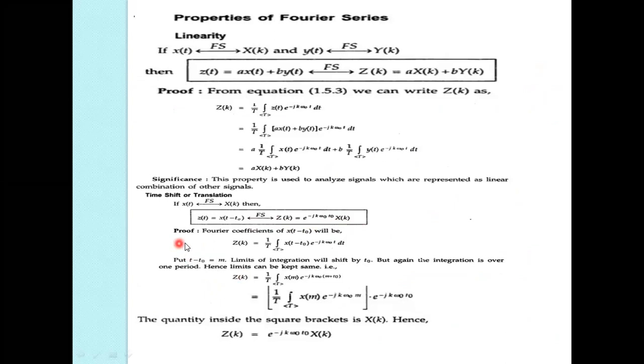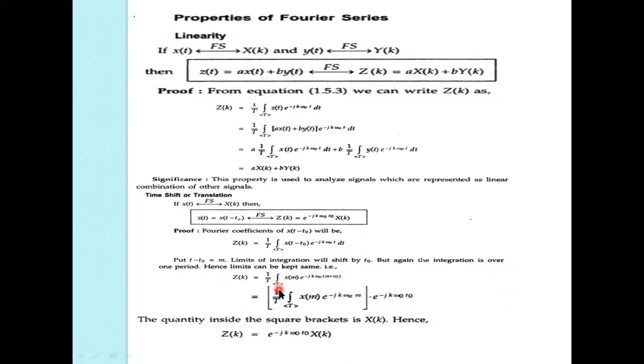See the proof. I'm taking z of k equal to the Fourier coefficients, 1 by T the integral of x of t minus t naught e power minus jk omega naught t dt. Let t minus t naught be equal to m. The limits of integration will shift by t naught, but again the integration is over one period. Hence, limits can be kept the same.